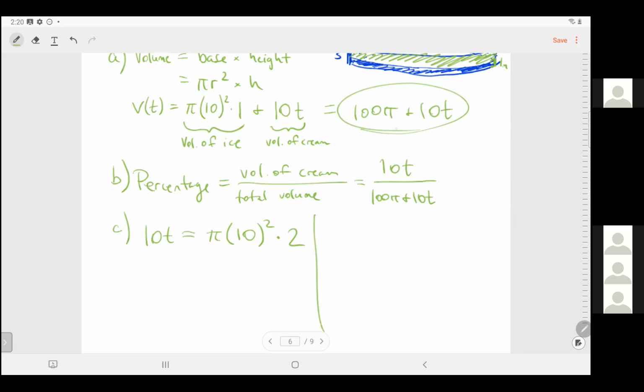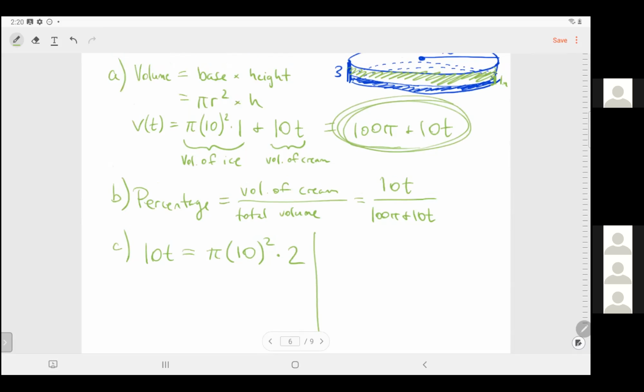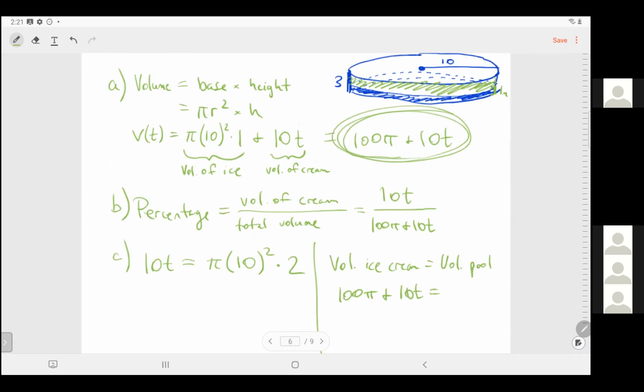The alternative is use what we did in part A. Part A tells you the volume of the ice cream. We want to know when volume of ice cream equals volume of pool. If that seems more natural, I'll write down that answer as well. So that's 100 pi plus 10t equals, and then just the full volume of this thing. So pi r squared h, my bad, keep switching.